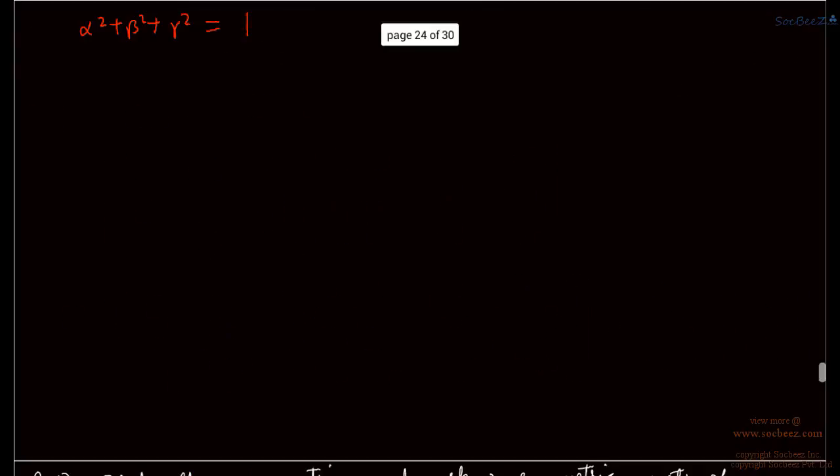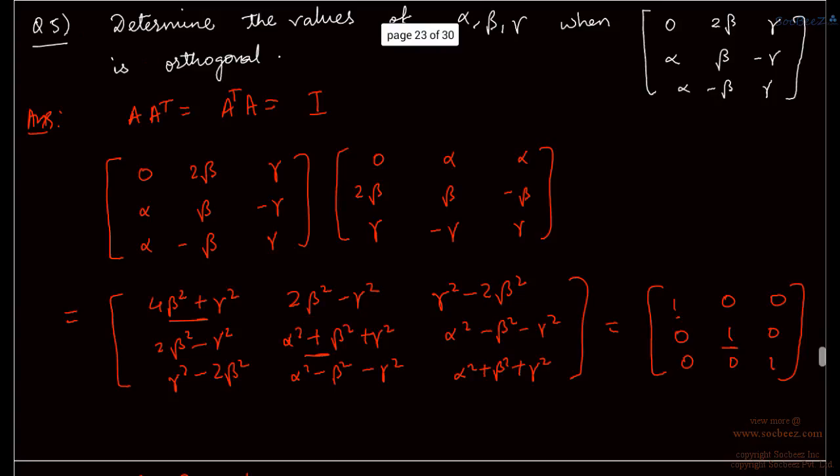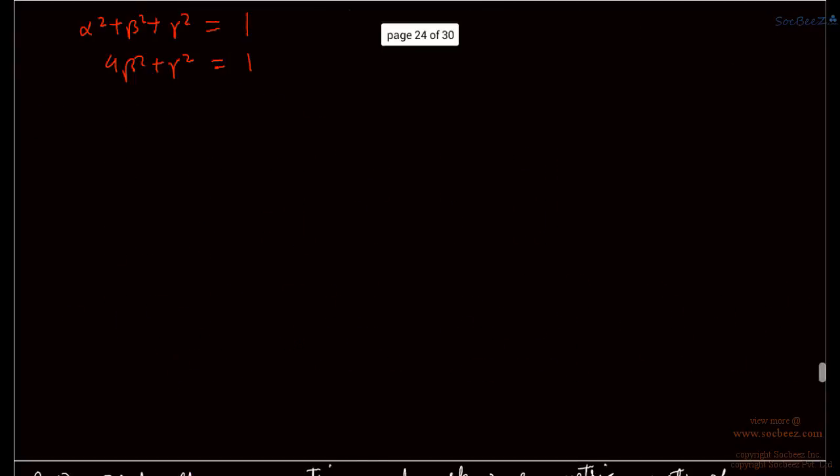Then I take this one. So I have 4 beta square plus gamma square is equal to 1. And finally I take this one. Right? Or actually it's better I take this one. So I take 2 beta square minus gamma square. So I'll not take this one, at least for now. So I'll take 2 beta square minus gamma square is equal to 0. Right? So I'll take this one.